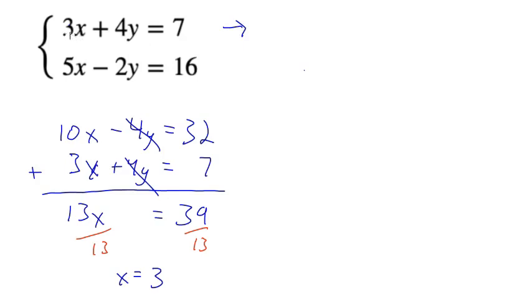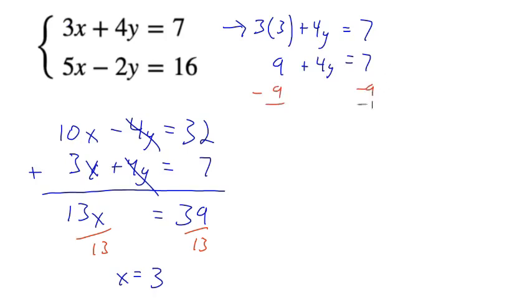Now remember, 3x really means 3 times x. So I have 3 times x, which is 3, plus 4y equals 7. Now I just have one variable in this equation, so we're solving for y. So I multiplied 3 times 3. Now I want to keep these y's on the left side and move all the constants over to the right side. After subtracting 9 on both sides, I end up with 4y equals negative 2. Now I will divide both sides by 4.